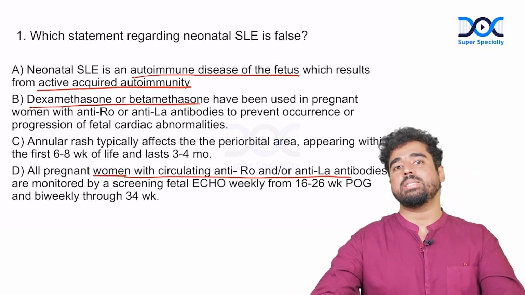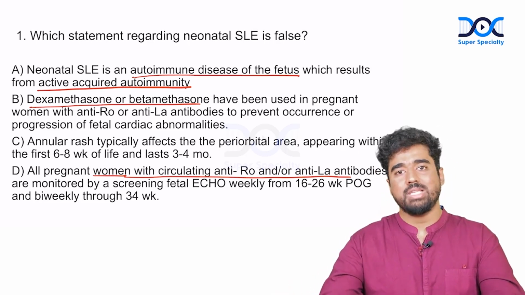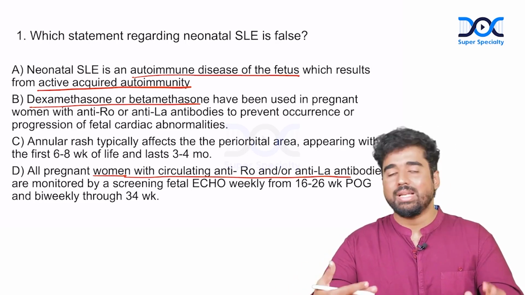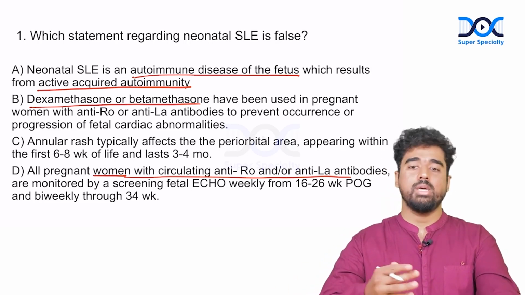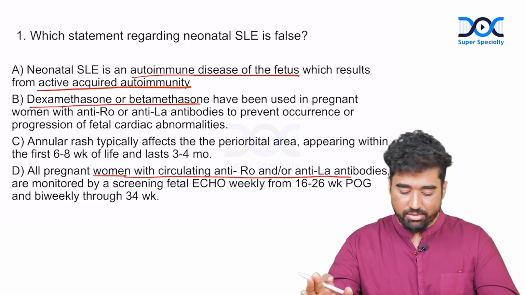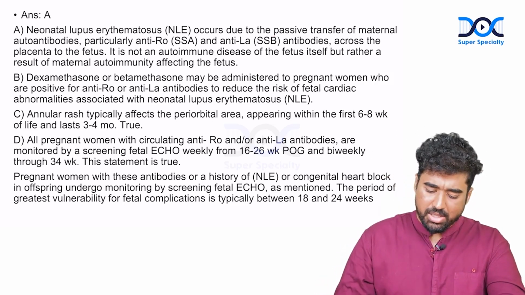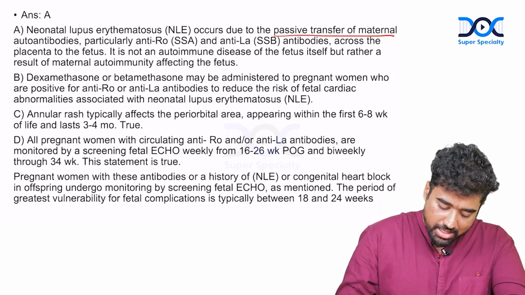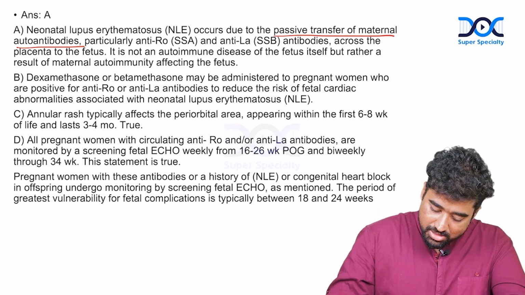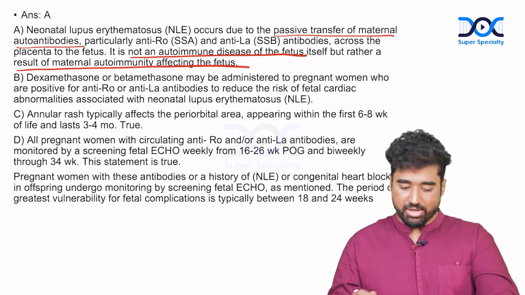And there are some recommendations that suggest that you can also do a bi-weekly echo up to 34 weeks as well. Obviously you will do a T2 scan after your 20 to 26 weeks, but after that what we recommend is weekly scanning from 18 to 26 weeks, and then at least 2 more scans up to 34 weeks. So again, as we see all the other options here, explaining them, neonatal lupus is due to passive transfer of maternal autoantibodies, mainly anti-Ro, anti-La, that transfers across the placenta, and it is thus not an autoimmune disease of the fetus, but a result of maternal autoimmunity affecting the fetus.